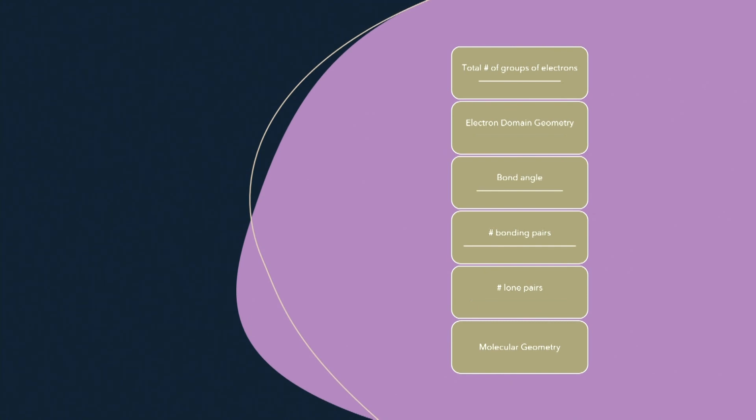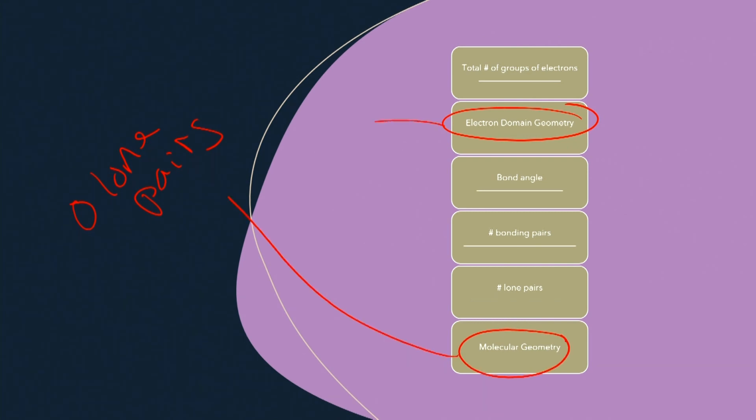So what was the order that we followed? First of all, we determined the total number of groups of electrons, which then provided us with figuring out what was the electron domain geometry. And from that, we could determine the bond angle. And then you were able to look at the number of bonding pairs versus lone pairs, and that gave you the molecular geometry. When there are 0 lone pairs, the electron domain geometry and the molecular geometry are going to be the same.